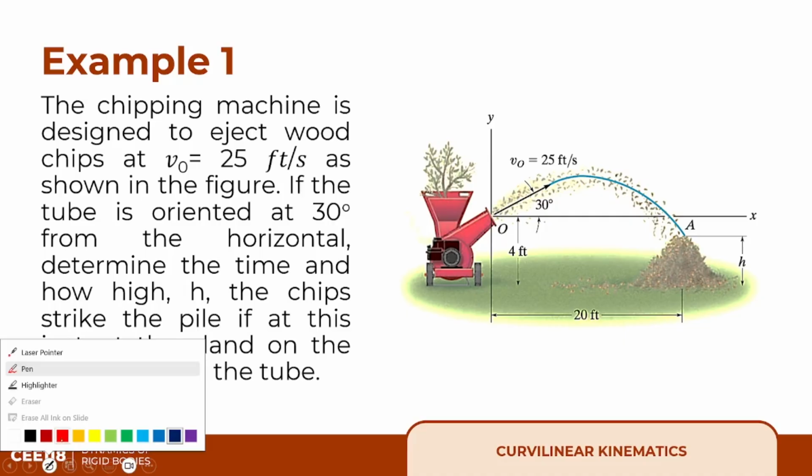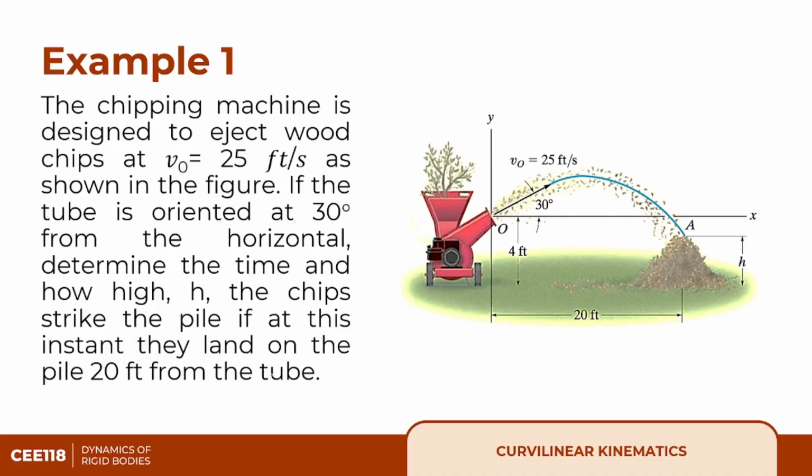The chipping machine is designed to eject wood chips at velocity 25 feet per second. That is the initial velocity as shown in the figure. If the tube is oriented at 30 degrees from the horizontal, determine the time, and how high h the chips strike the pile if at this instant they land on the pile 20 feet from the tube.